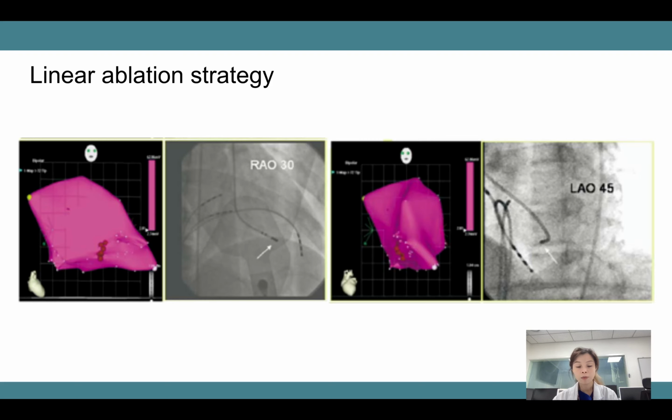So this is the typical fluoroscopy and 3D site showing the site of left posterior fascicle linear ablation. Knowing this anatomy is useful for fascicular VT ablation. Please be reminded that the ablation should be targeted at the distal 1/3 of the posterior fascicle, because if ablation is at a more proximal location, it may be complicated with left bundle branch block and long-term heart failure.